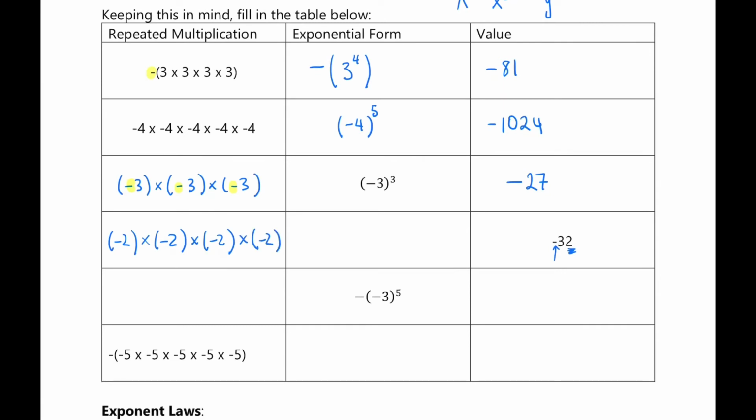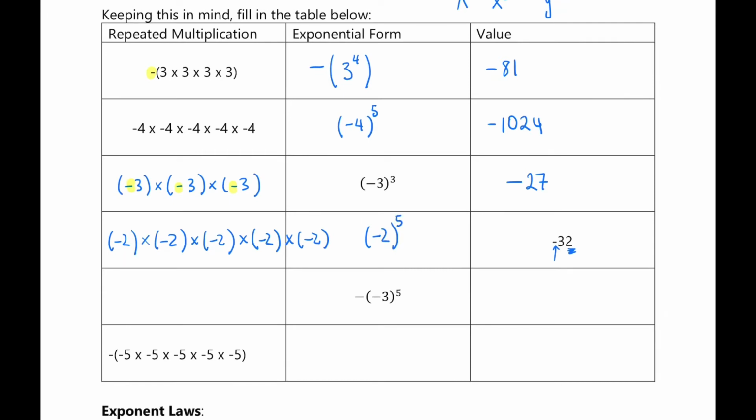If I do divide by negative 2, it becomes negative 2. So we have 5 negative 2's. So let's just double check. Is 2 to the power of 5 32? Yes, it is. So we can rewrite this as negative 2 to the power of 5.